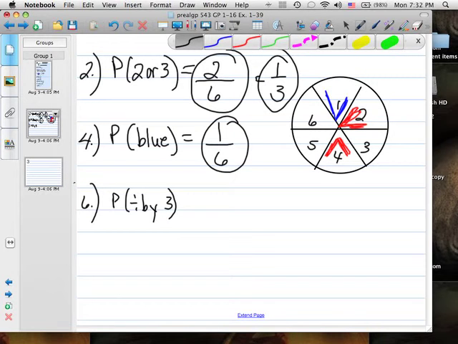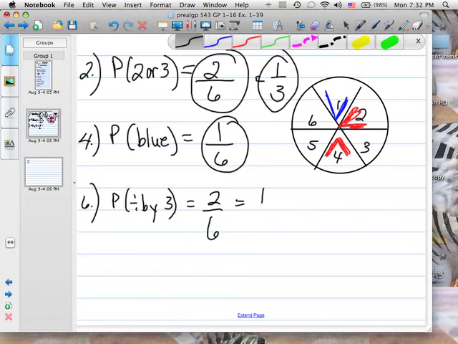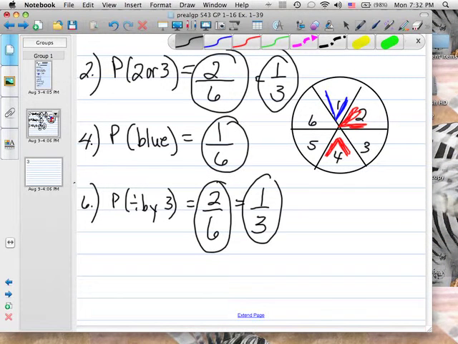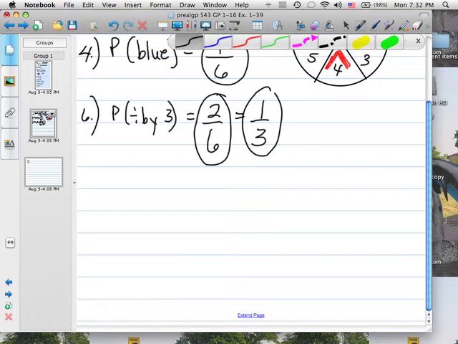Looking at the numbers, 3 is divisible by 3 and 6 is divisible by 3, so there are 2 out of the 6, which simplifies to 1/3. Be sure you show me the original fraction and then the simplified one, if it can be simplified.